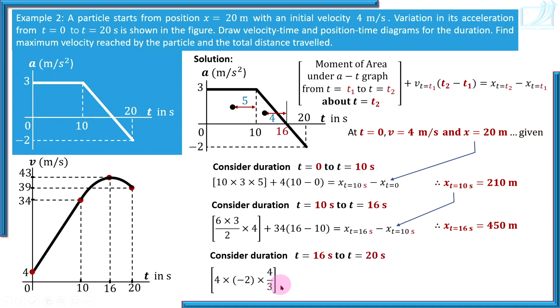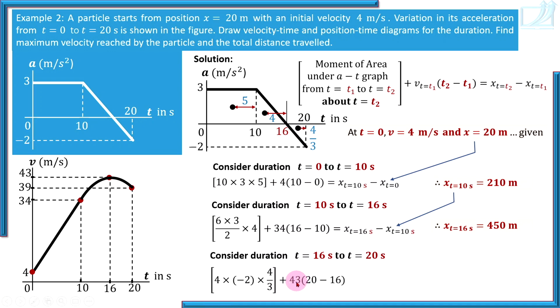Moment of area. So the area is 4, that is the base, 16 to 20, that is 4. Height is minus 2. Here it is acceleration. Take care of the negative sign. Into 4 by 3. How come 4 by 3? Base is 4 and the centroid lies at a distance 4 by 3 from the vertical edge. So this distance is 4 by 3.